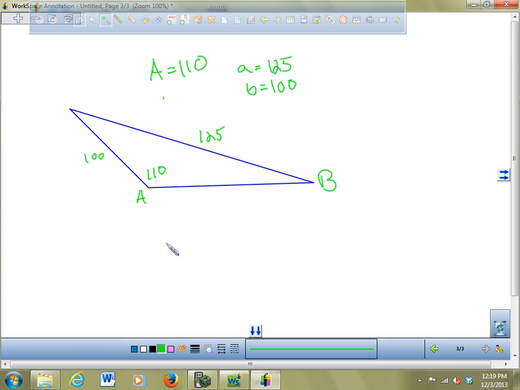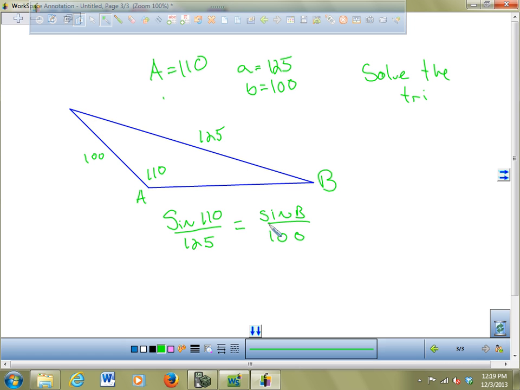Isn't that a good word? So you would set it up just like she did. I want to show you how you do it on your calculator. So you go sine of 110 is to 125 as sine of B is to 100. They'll say solve the triangle, which means solve the angles and all the sides. Well, you already have two sides, so once you find one angle, you're kind of done, because all you have to do is subtract from 180 and find that other angle.